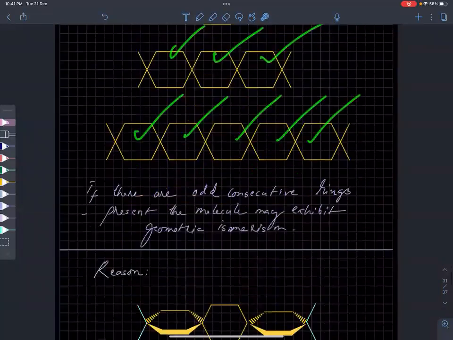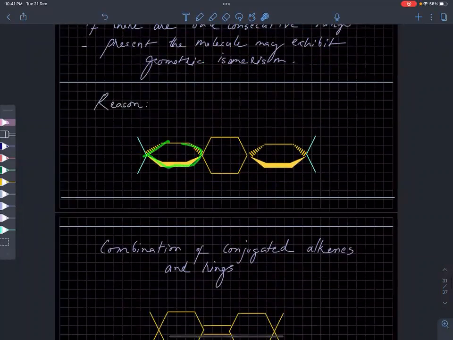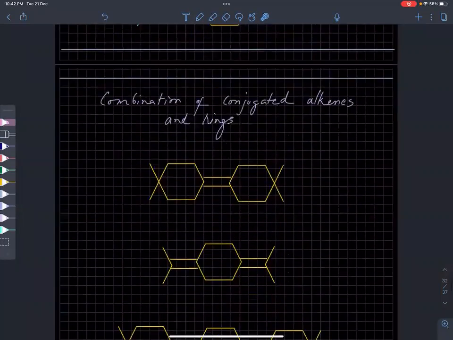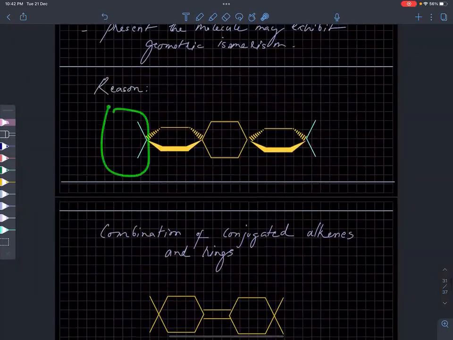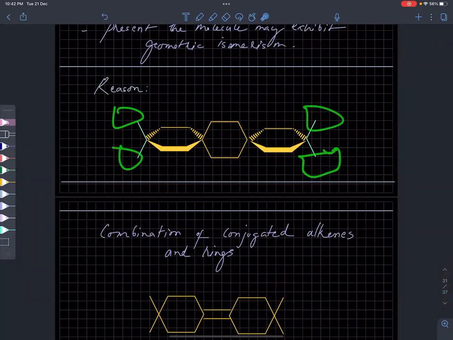Why? Because at this one, one will be like this, one will be like this, one will be like this. The first and last will lie in the same plane. That's why they can have cis and trans. When these two groups are different and these two groups are different, they may show cis and trans, but they will definitely show Z and E.